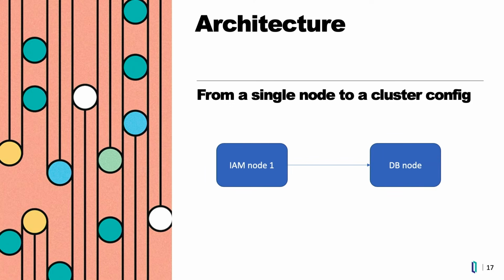So the basic architecture, when you probably start off playing with IAM, is that you have one simple node of IAM, and that needs to connect to a database node. By default, this is going to be Postgres. It could also be Cassandra. That's something that just runs and is being spun up underneath the covers. You don't have to do anything specific for that.